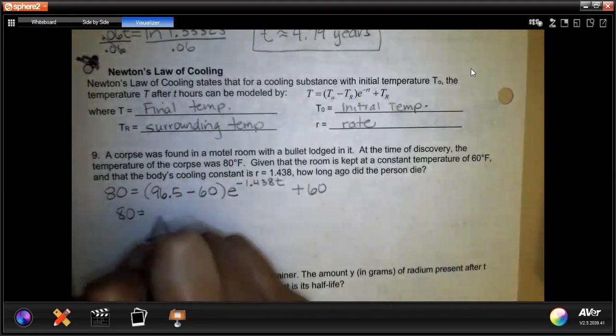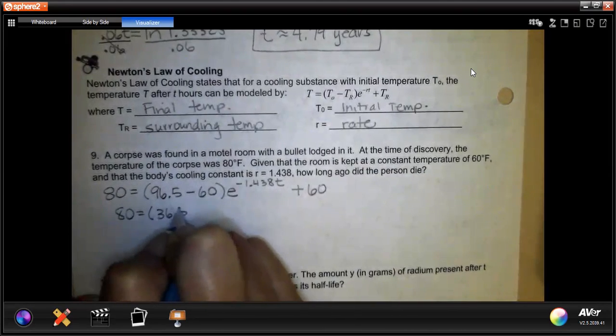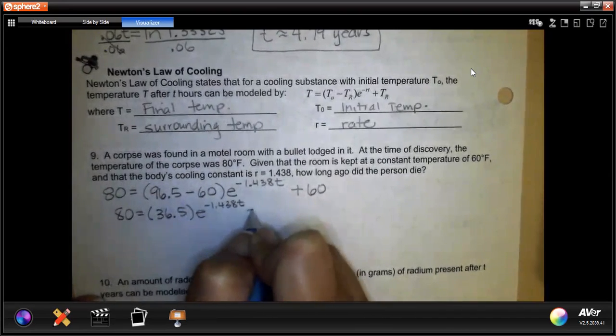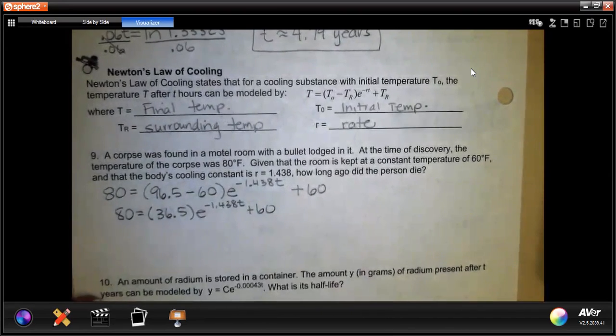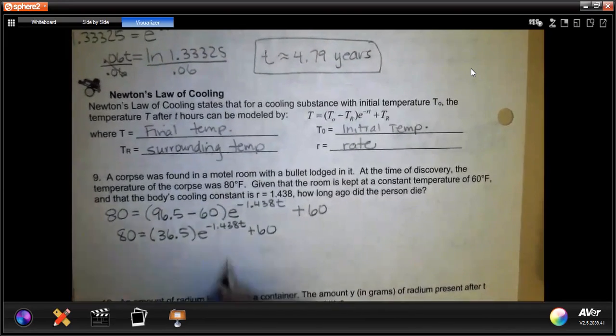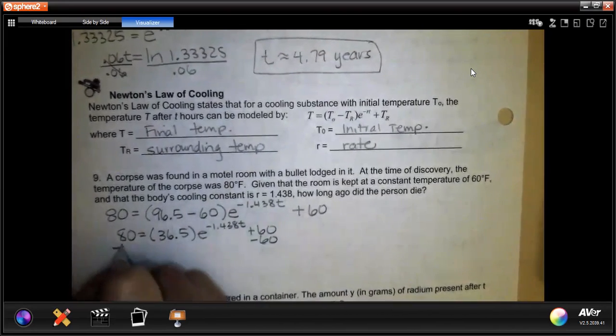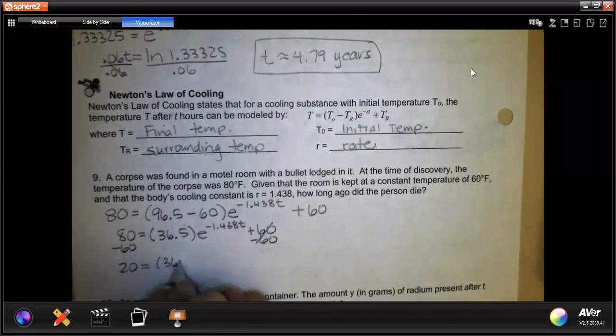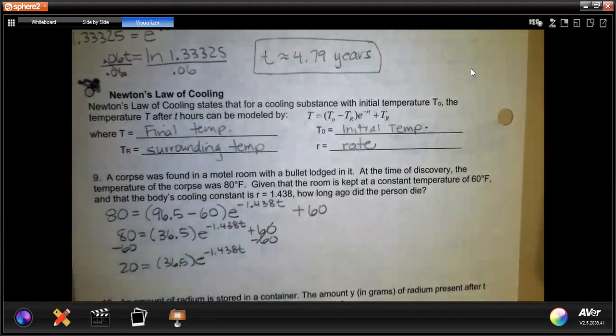Now we're going to go ahead and simplify this. 96.5 minus 60 is 36.5. Our first step in solving this is going to be to subtract the 60. That gives us 20 is equal to 36.5 times e to the negative 1.438t. We now need to get rid of this 36.5. So it is being multiplied, so we divide by 36.5.